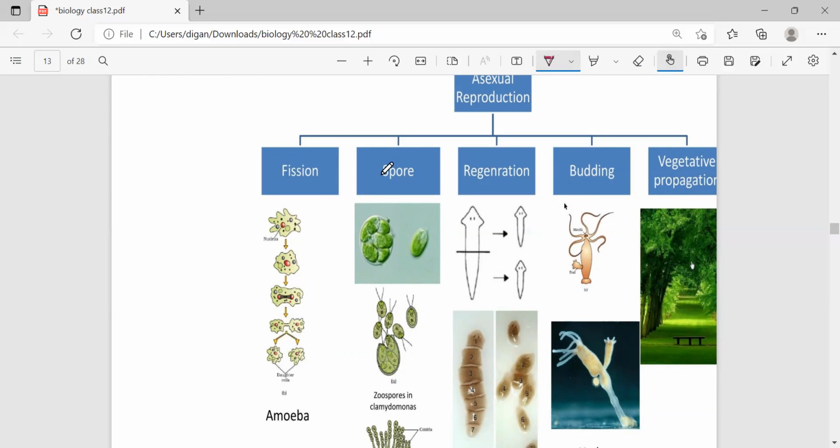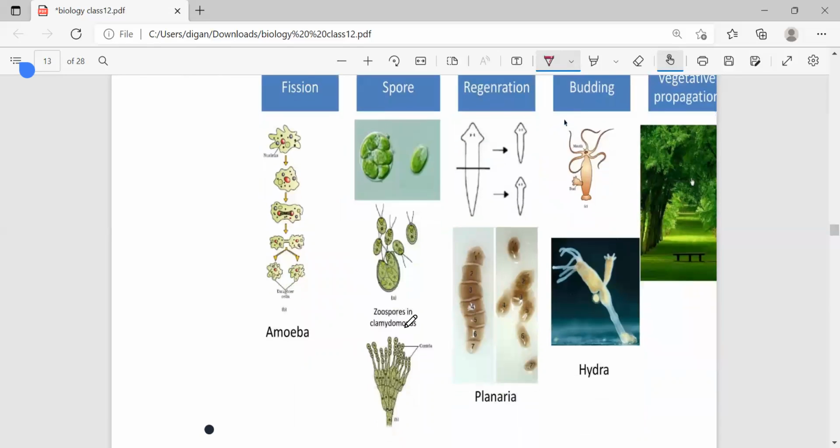Example is amoeba. Then sporulation, from spores, so these are zoospore and conidia. Asexual reproduction means a new individual can be produced by formation of different types of spores. That comes under sporulation, and this is zoospore, and this is conidia. Next, regeneration. Regeneration means in this process, from the segmented part or broken part of any organism, the cells regenerate, and from each broken part a new individual can grow.